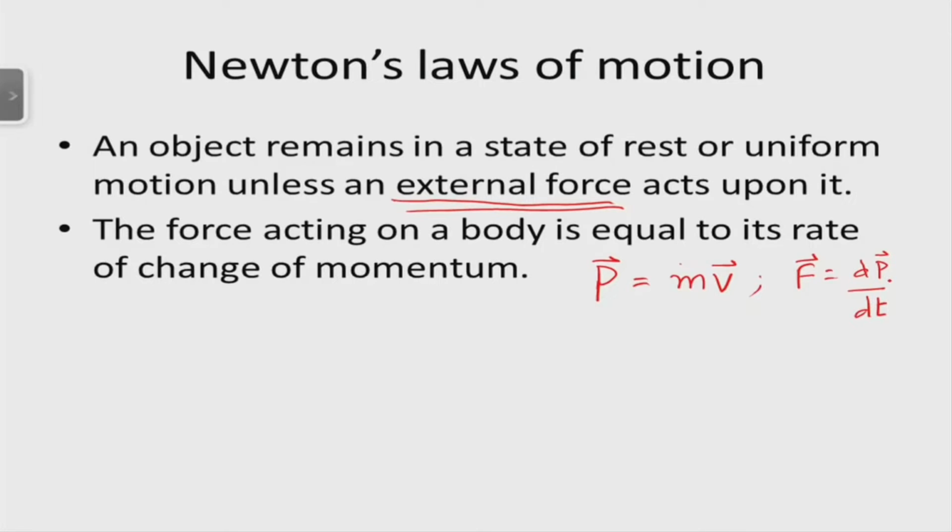Now, whenever the rate of change of momentum of a body is 0, if dp/dt is 0, then F is 0. If you think of this, this is essentially our first law of motion and this is our second law of motion. So, the first law follows from the mathematics that is used to describe the concept captured in the second law.